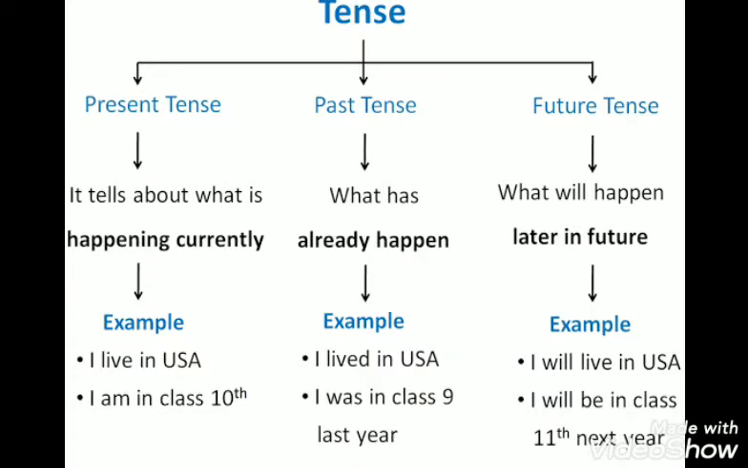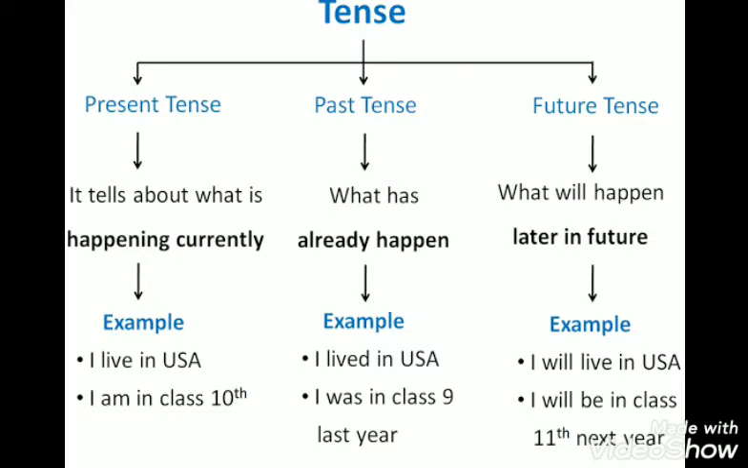There are mainly three types of simple tense. These are present simple tense, past simple tense and future simple tense. First, let's talk about present simple tense. Present simple tense tells us about what is currently happening, any action that happens regularly. Example: I live in USA, I am in class 10. Basically these are facts, also known as present simple tense.